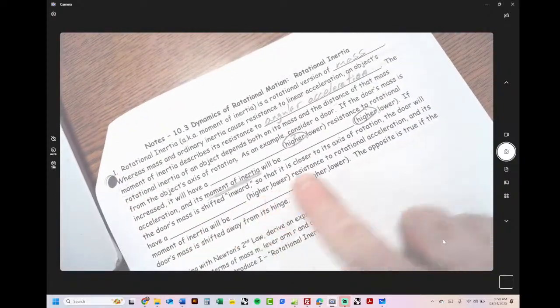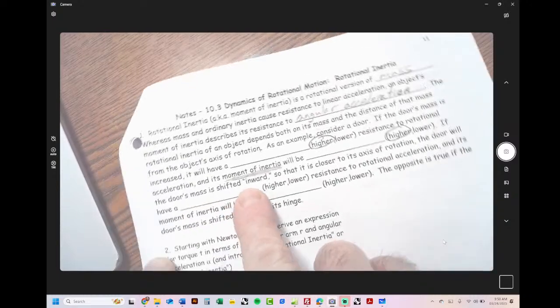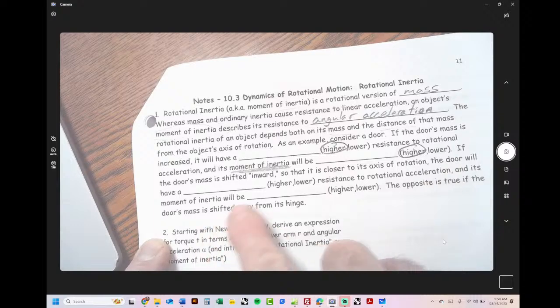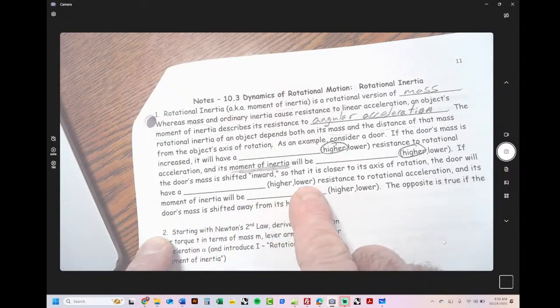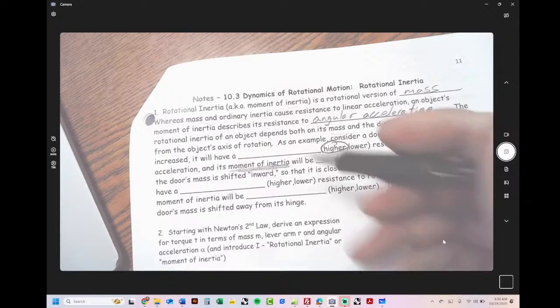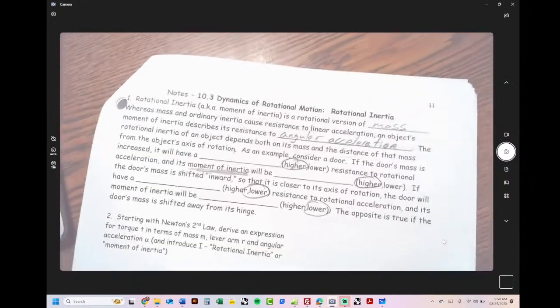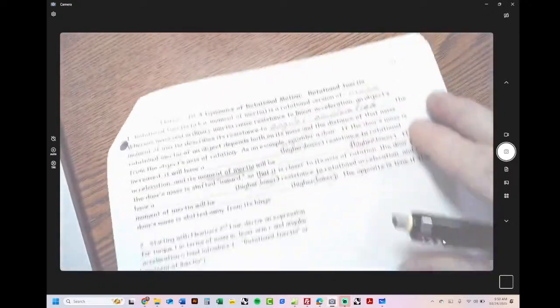So what goes here? If the door's mass is shifted inward so that it's closer to the axis of rotation, the door will have a blank resistance. Higher or lower? Lower. And that means that the moment of inertia will be higher or lower. Still a tricky one for people. So resistance and moment of inertia go hand in hand. If you have lower resistance, you're going to have a lower moment of inertia, and vice versa. If the door has a lower moment of inertia, it has less resistance to acceleration.